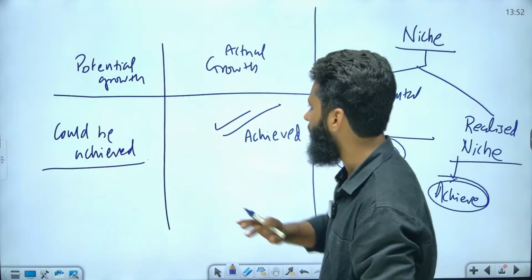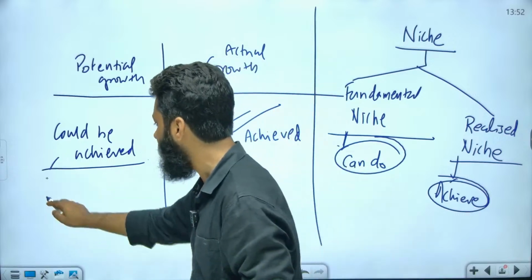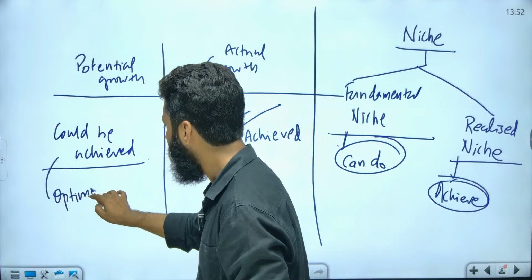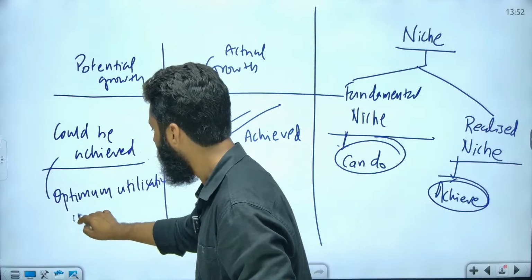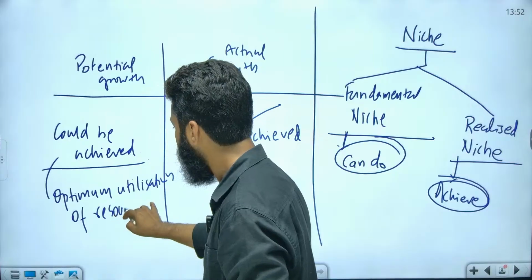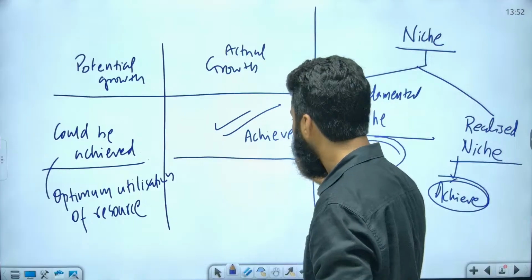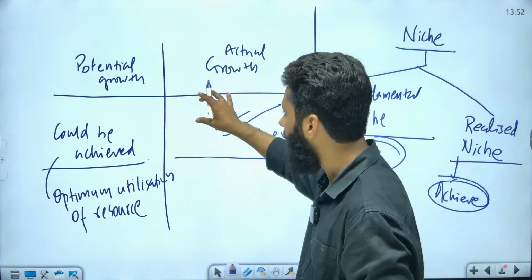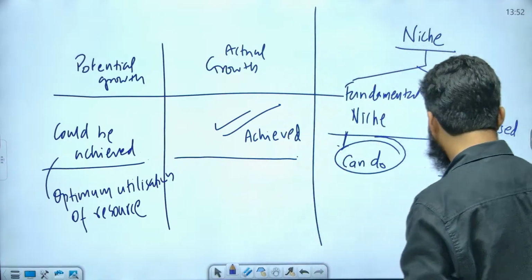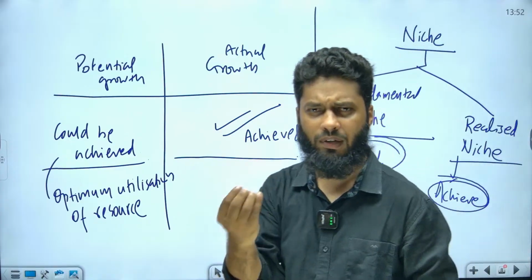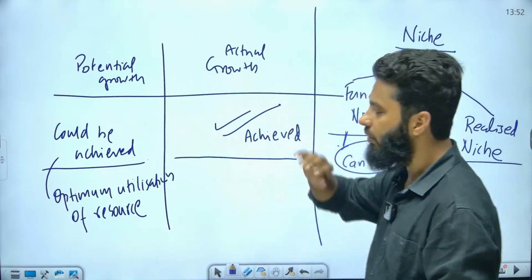Now coming back to the concept of potential growth, this can be achieved. How can it be achieved? By optimum utilization of resources. And if you are not using your resources optimally, then you may be underperforming and your actual growth may be less than the potential growth. It can happen, right? So this is how the concept is related to PPC. So we have learned two concepts. One is related to PPC and the other is related to potential growth and actual growth.